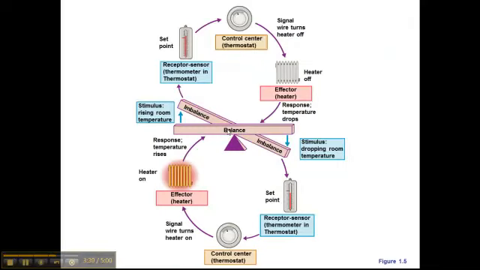What we see here is a clear example of what is called negative feedback. In this example, we have the stimulus being the rising and or dropping room temperature, leading to the opposite effect occurring in the effector. So when the room starts to get too cold, we turn the heat on. When the room starts to get hot, we turn the heat off.